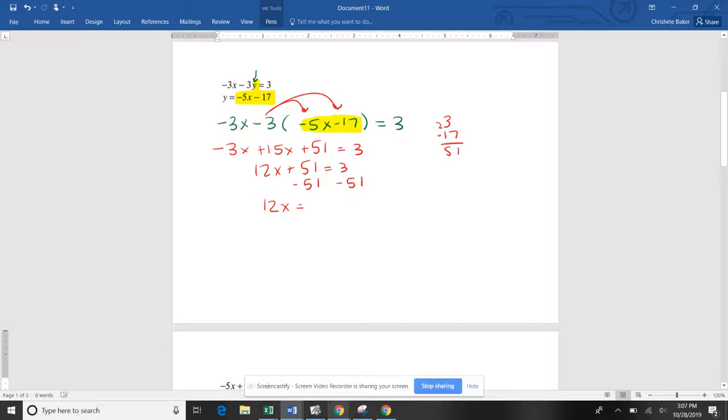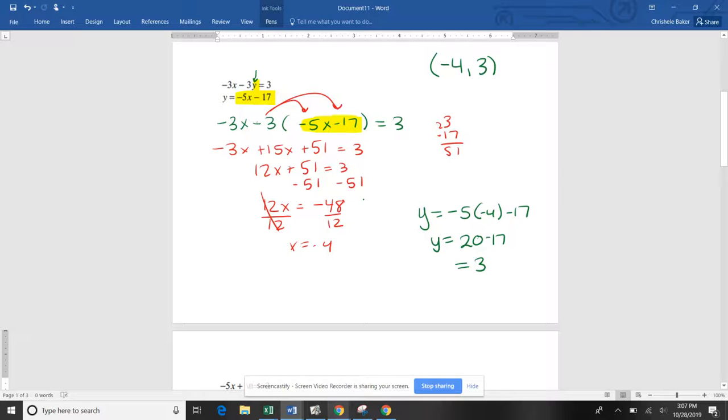All right, back to business. So 3 minus 51 is negative 48. And then divide both sides by 12, and x is negative 4. We're going to substitute that back in to find my y value. Again, I think the bottom equation is going to be easier because y is already by itself. So negative 5 times negative 4 minus 17. Negative 5 times negative 4 is 20, and 20 minus 17 is 3. So that makes my ordered pair negative 4, positive 3.